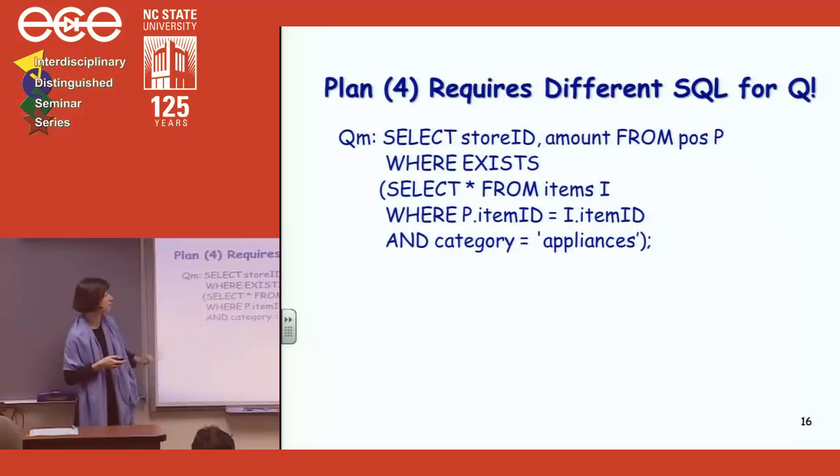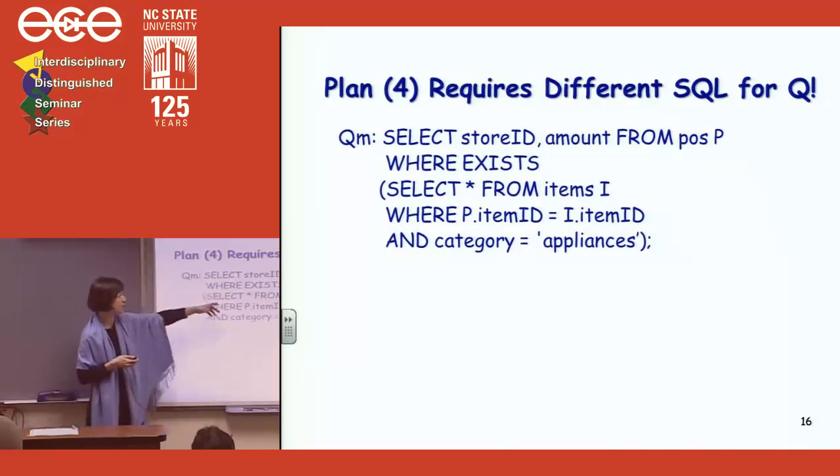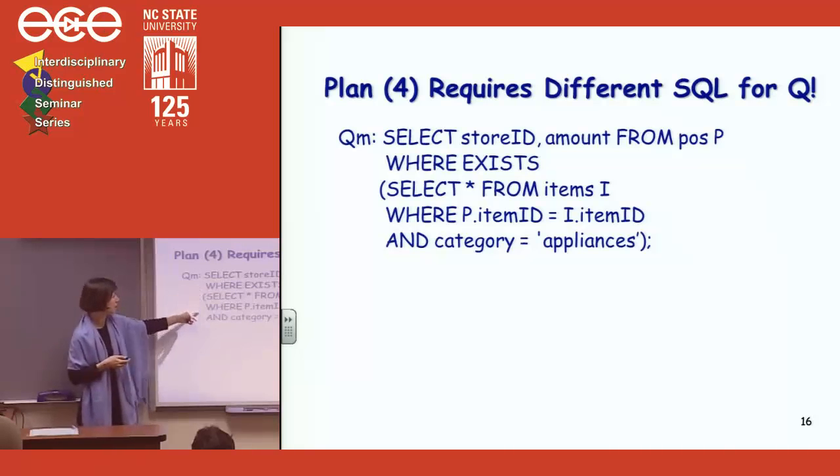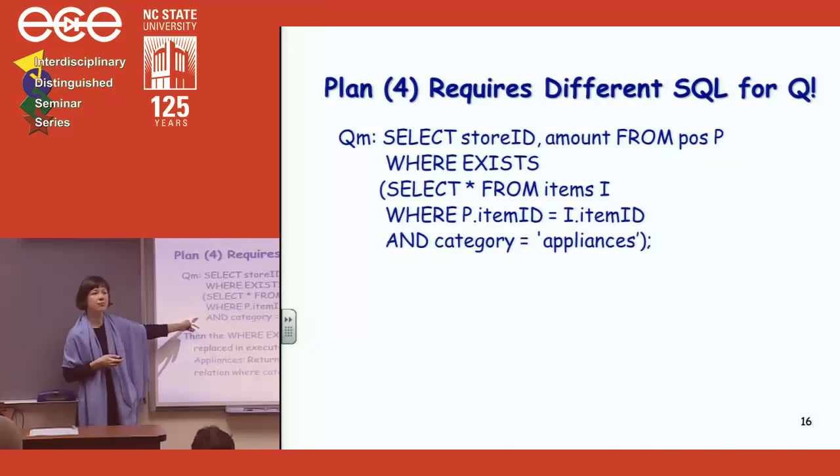So here's the different definition. What it says is, give me store ID and amount from the point of sale transactions where the item ID is appliance. That's a different way of writing it.